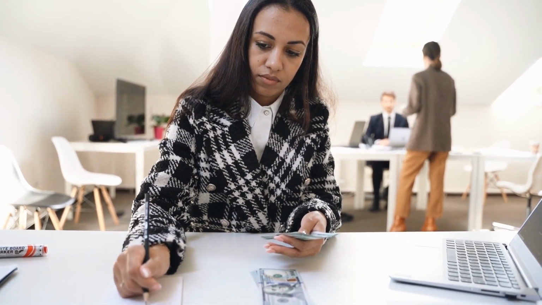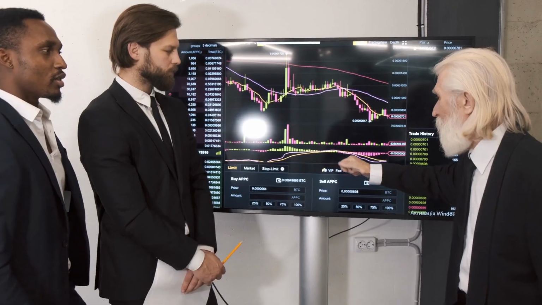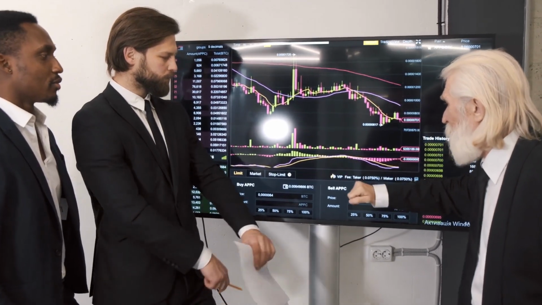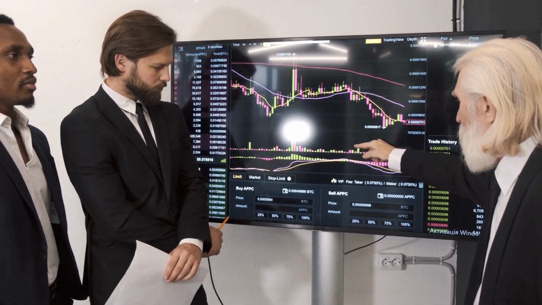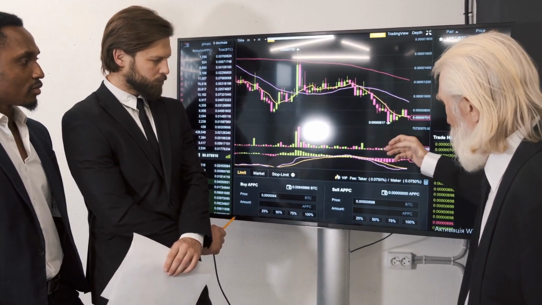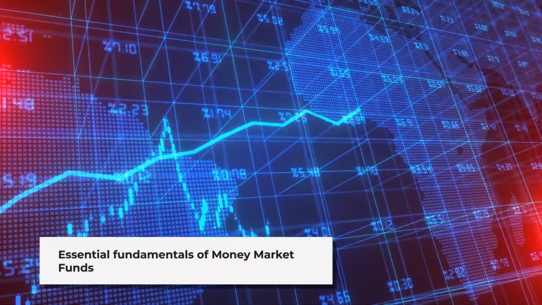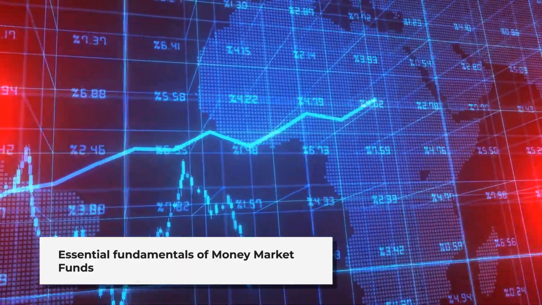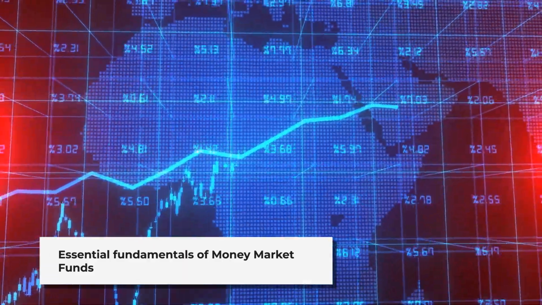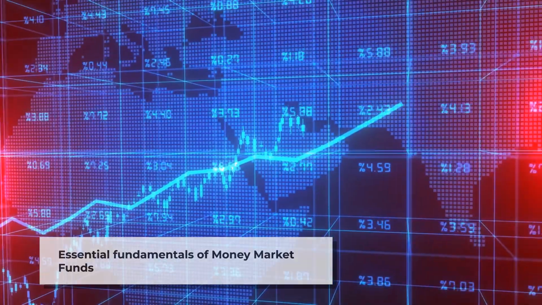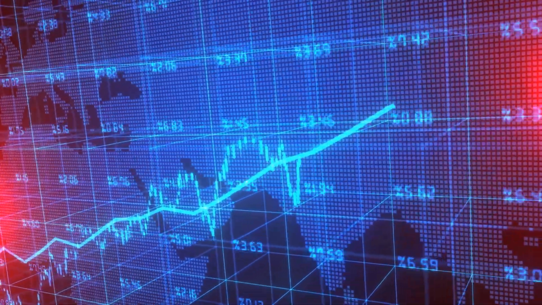Introduction to money market funds. Before putting your money in a money market fund, you must familiarize yourself with how they work and when to leverage them. Below are the fundamentals of money market funds. What is a money market fund? A money market fund is a mutual fund that invests in multiple low-risk and short-term assets.